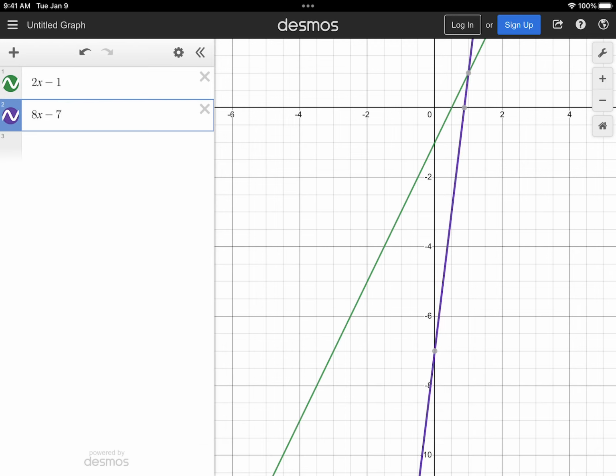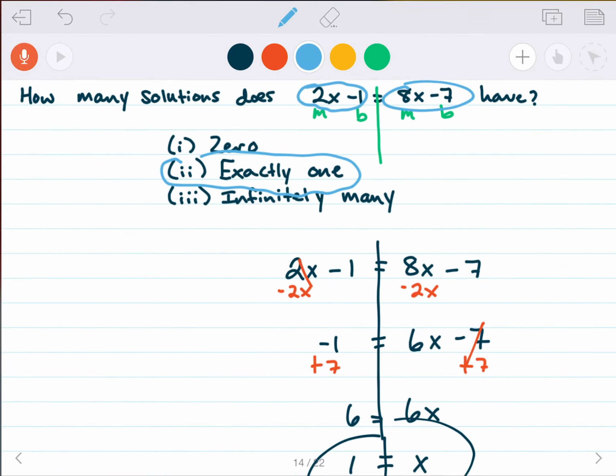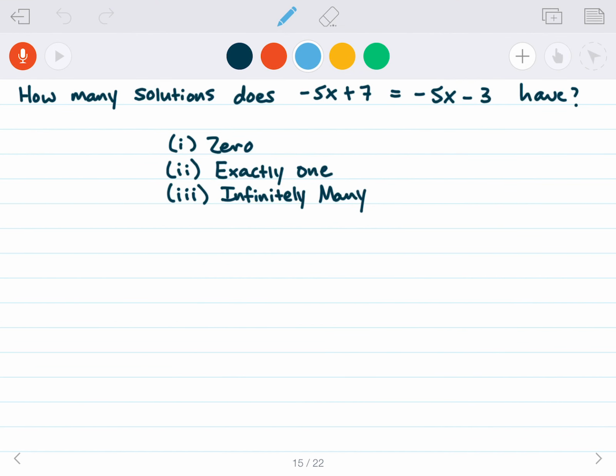And then seeing where their point of intersection is. And we can see that they do indeed intersect at x equals 1, so that is their solution. Let's do another example. We have negative 5x plus 7 equals negative 5x minus 3.